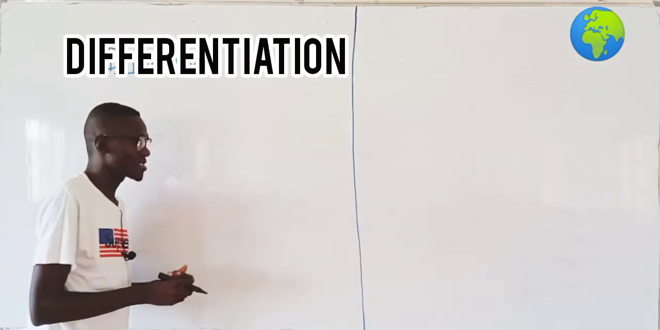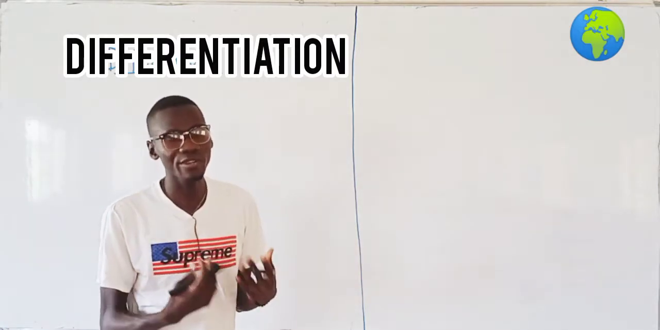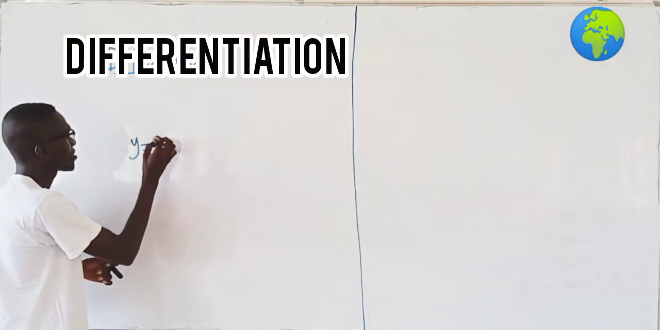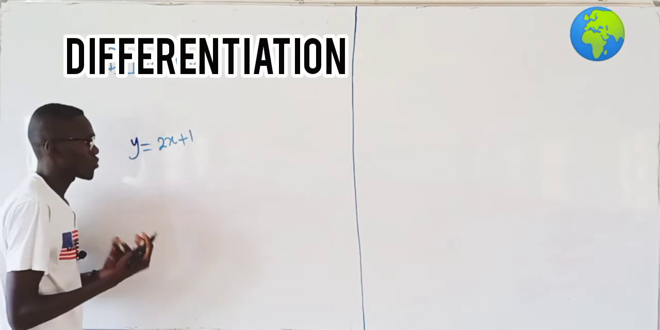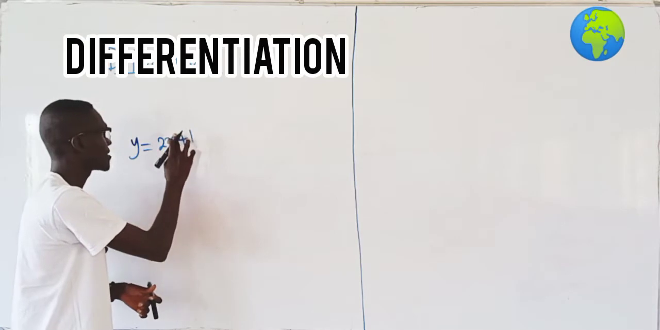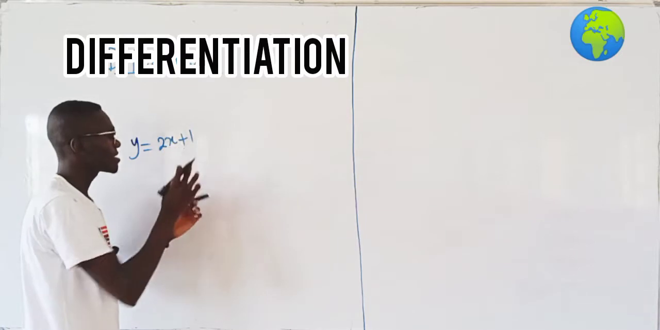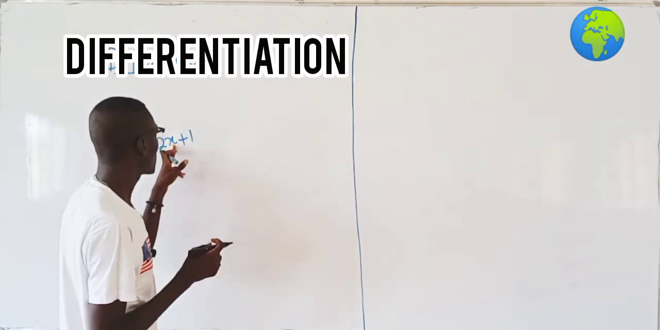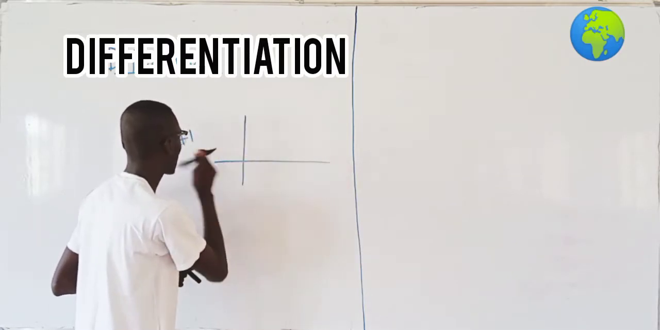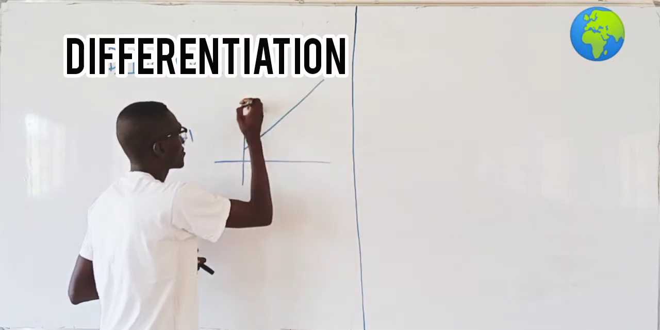Before talking about differentiation, let's remind ourselves how we calculate the slope or gradient of a straight line. Suppose we have a function y equals 2x plus 1. You all know that this is a straight line, because the degree of the variable x, the independent variable, is power 1. That means the graph is going to be a straight line graph. We have an addition of 1, which means it starts from 1.